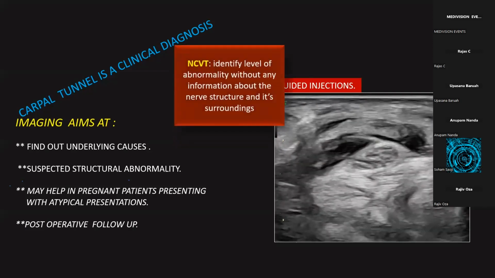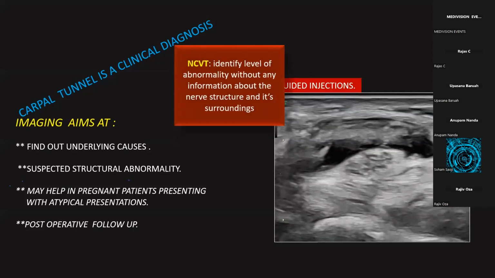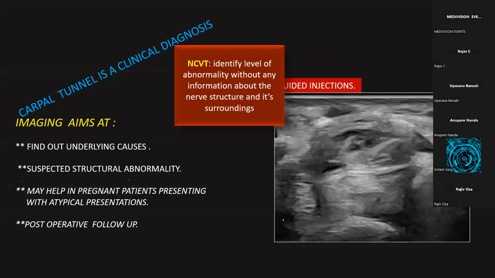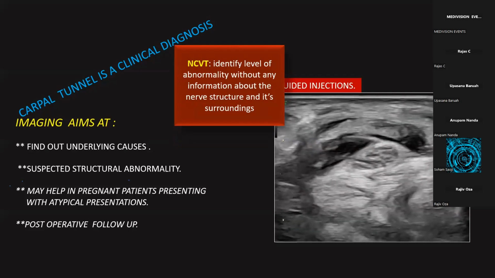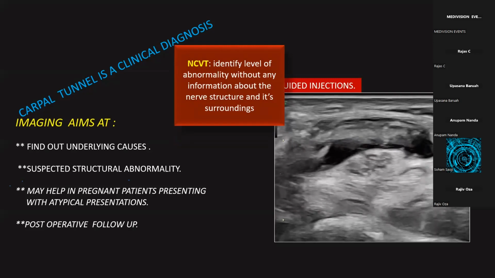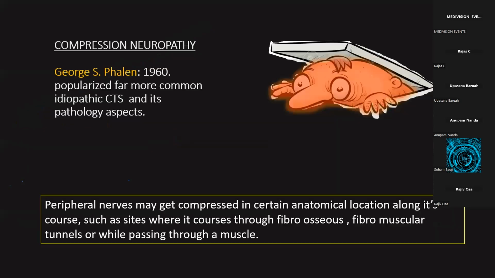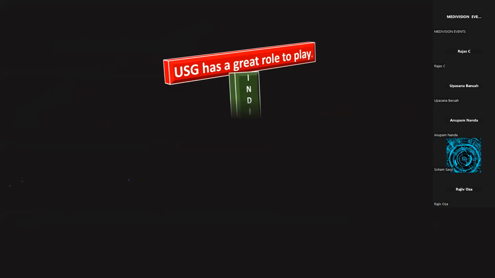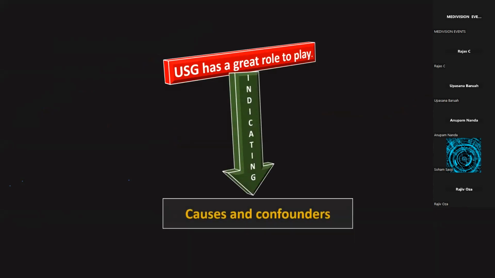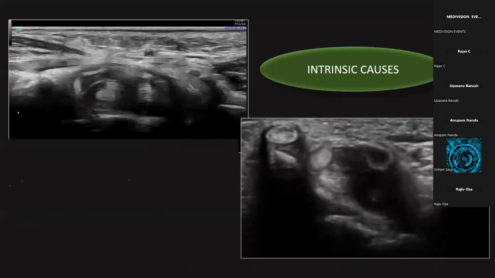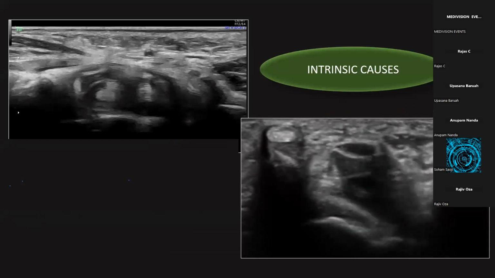Of course, it's good that we know that the nerve conduction study identifies a level of abnormality without any information about the nerve status or its surroundings. So we definitely have a role there. In 1960, Phalen described and popularized it. He described a far more common idiopathic variety of CTS and its pathological aspect, and ultrasound has a great role to play, indicating the causes and confounders of carpal tunnel, like the intrinsic causes.